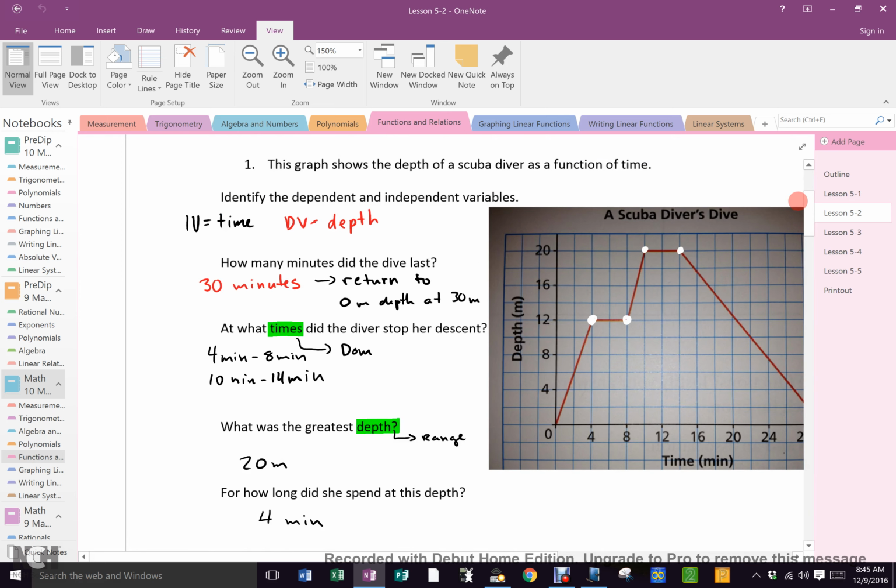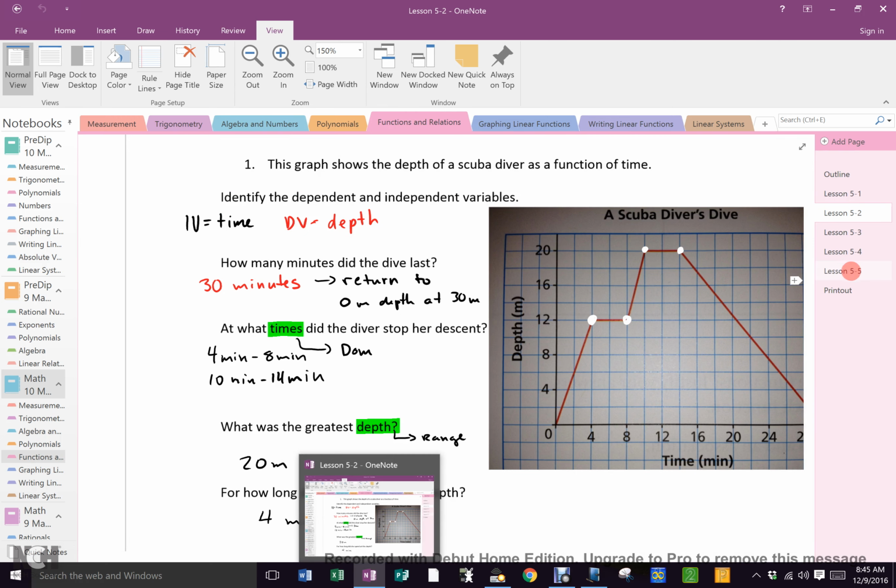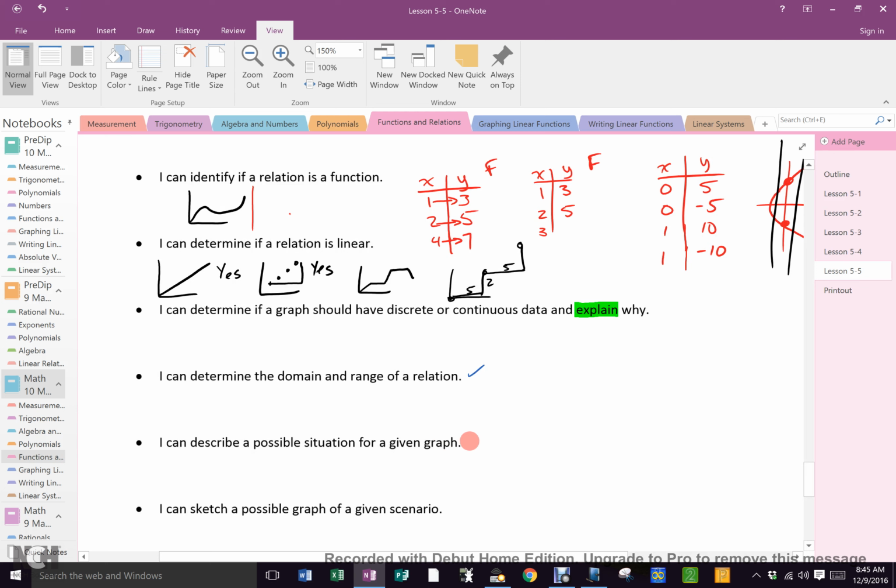Interpreting and sketching graphs. Can you do it? Given the graph, can you go back? Can you tell me what is happening? That's up to you. And then the other way around. If you have a graph, can you go the other way? I can sketch a graph given a scenario.